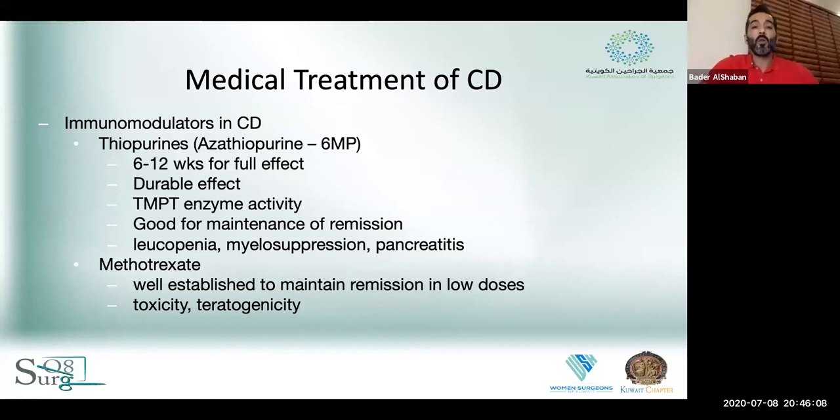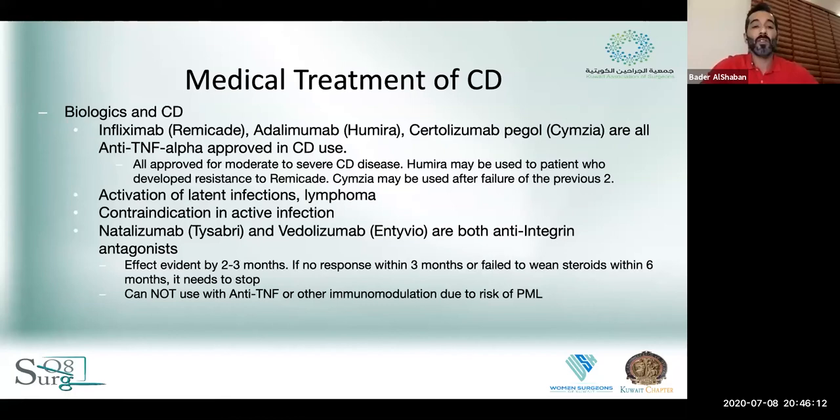Biologics: Remicade, Humira, and Cimzia are all the anti-TNFs that are approved in Crohn's disease. Simponi is not approved for Crohn's and is approved for ulcerative colitis. Remicade tends to be the first line of biologics used for Crohn's disease, and whoever shows resistance with antibody formation may be upgraded to Humira. And finally, Cimzia may be used after the failure of the previous 2 biologics. You have to watch out for latent infections, as I was mentioning earlier. There's a slight but unknown risk of lymphoma. These biologics are contraindicated in active infection. So if your patient presents with an abscess or UTI or an infected fistula or any other active ongoing infection, it is imperative to stop these biologics.